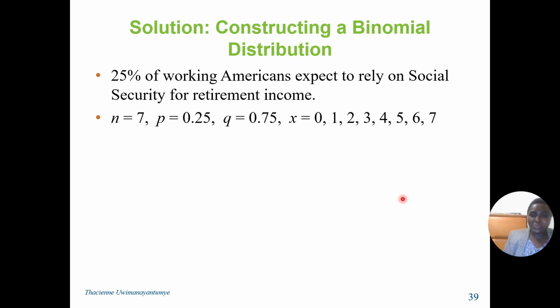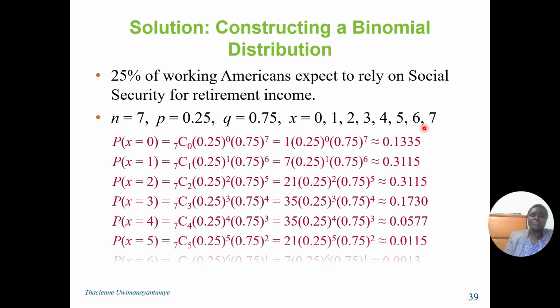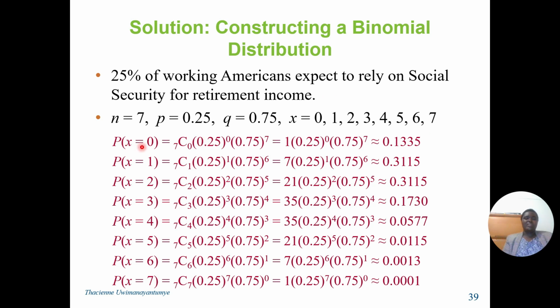Okay, so next, what do we have to do? We have to calculate the probability of having x equal to 0, or x equal to 1, or x equal to 2, and so on, up to x equal to 7. How do we do it? I have recommended you to use the formula that we have seen. Using the formula, the probability that x equals 0 will be given by this one. So n is 7, x is 0, p is 0.25, and q is 0.75. So 7 minus 0 will be equal to 7. When we compute it, we get this value.